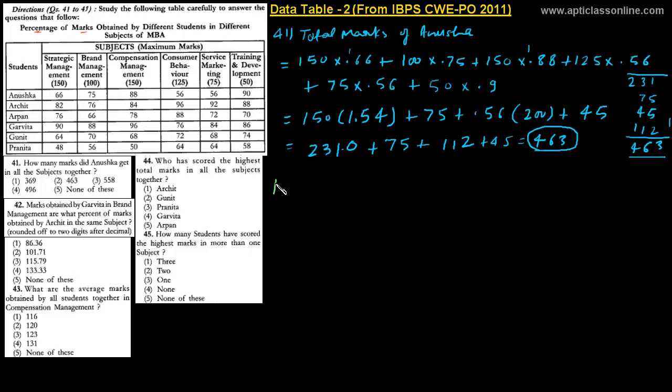Question number 42. Let's read this question. Marks obtained by Garvita in brand management are what percent of marks obtained by Archit in the same subject, rounded off to 2 digits after decimal.